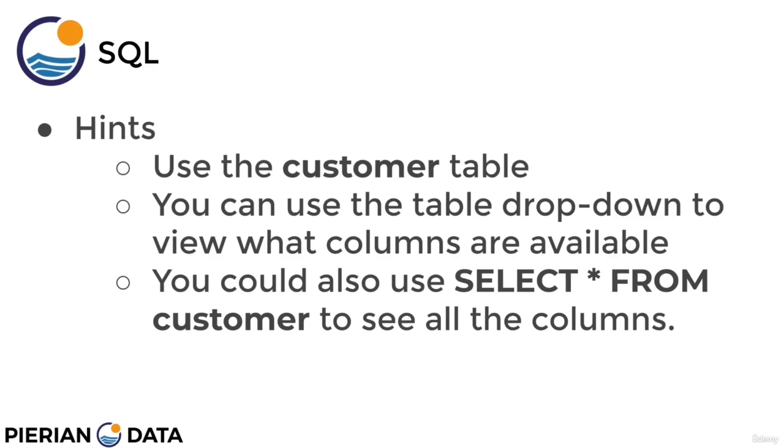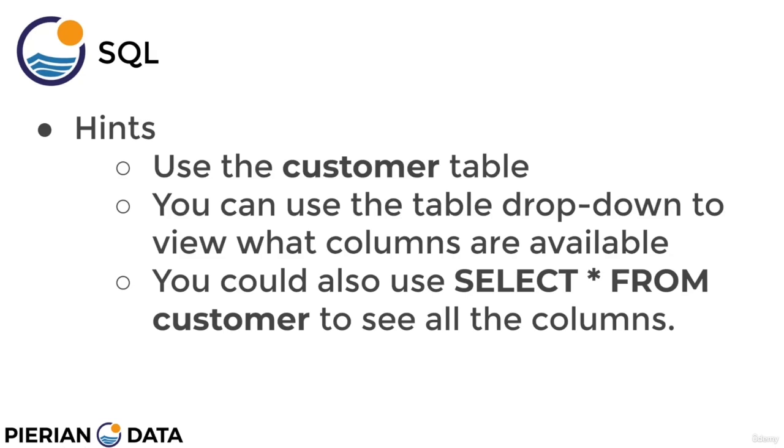One is you can use the table dropdown to view what columns are available in pgAdmin. Recall there's that left-hand side where you can just drop down and expand the table in order to see what columns are available. Or you could also just say SELECT * FROM customer, and that would return the entire table, and there you can view all the columns inside the customer table. Okay, so those are the hints. Hopefully, after seeing these hints, you can successfully run that query and figure it out.